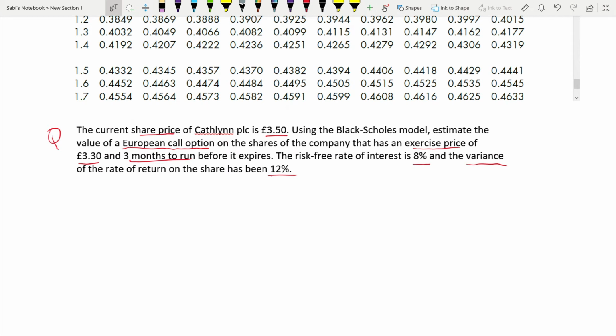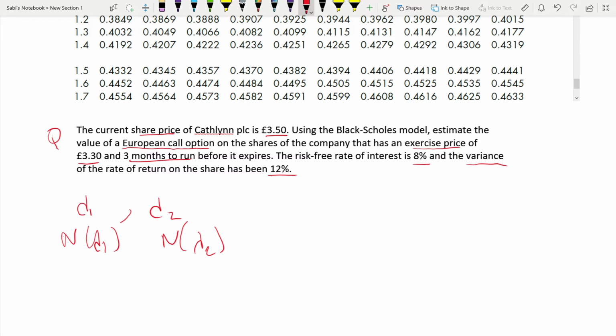Now, how do you start when you are given a Black-Scholes option pricing model question in the exam? You first start by finding D1, and then you have to find D2. Then you have to find ND1. Then you have to find ND2. You have to find these 4 variables first. So let's start finding D1.